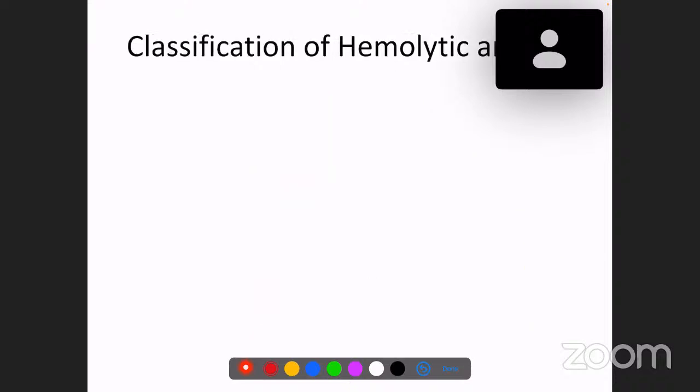So how do we classify hemolytic anemias? Generally, how do we classify anemia? Anemia can be because of nutritional deficiencies, increased destruction of RBCs, which we call hemolytic anemias, or decreased synthesis, as in aplastic anemias, nutritional anemias, etc. And finally, anemia because of blood loss. This is how we classify anemia.